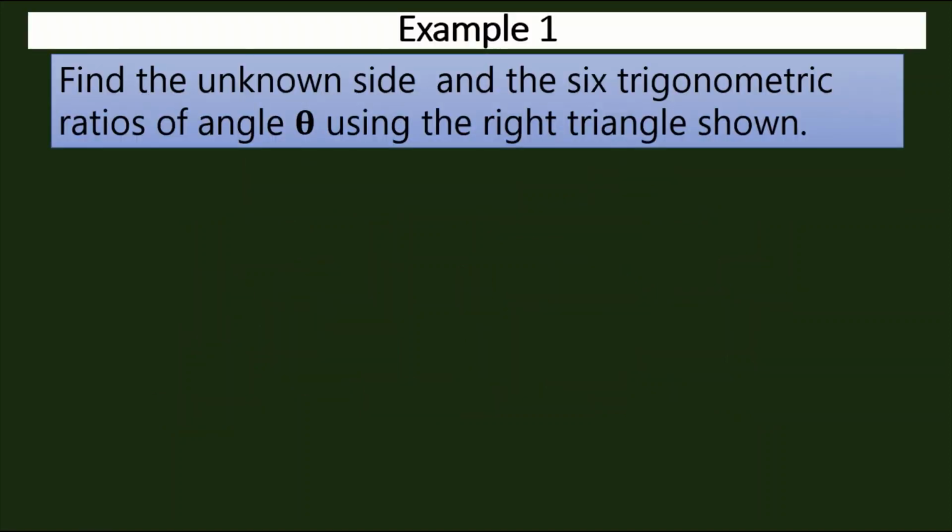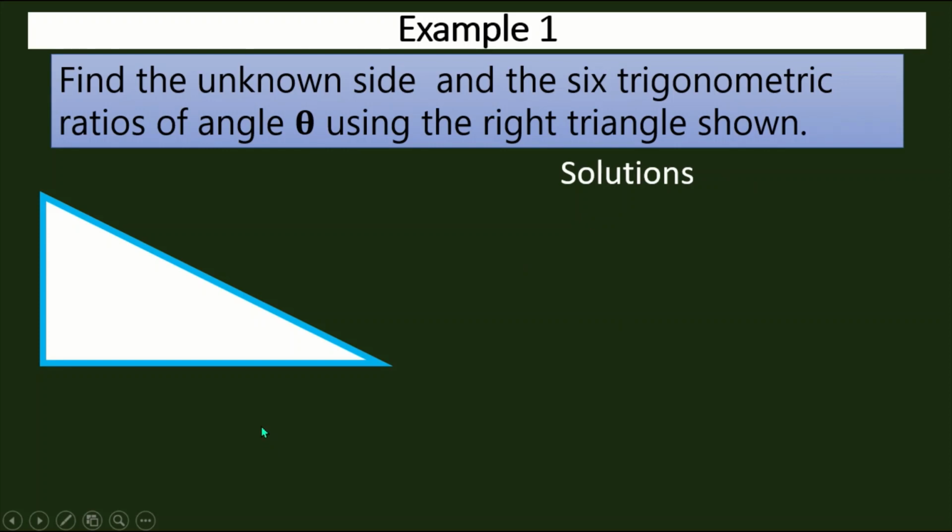Let us proceed with problem solving. Example number 1. Find the unknown side and 6 trigonometric ratios of angle theta using the right triangle shown. Okay, so we have this triangle with sides 3 units and 4 units. And the unknown side here is the hypotenuse. Okay, so for us to know the 6 trigonometric ratios, we must be able to get the measurement of all sides ng ating right triangle. And from this, the hypotenuse is unknown. So we have to get the measurement of the hypotenuse. And to get the measurement of the hypotenuse, we are going to use the Pythagorean equation.